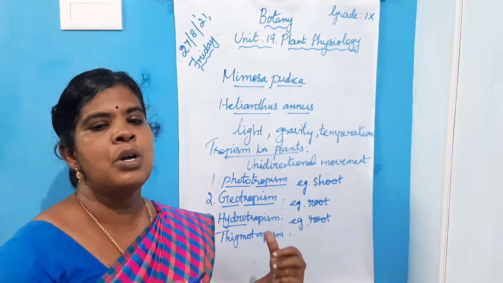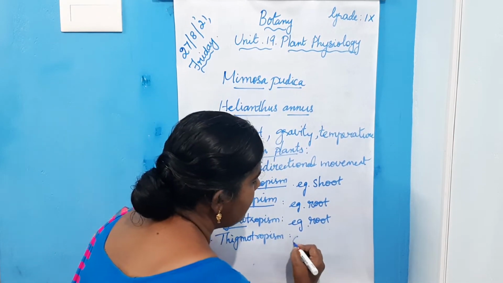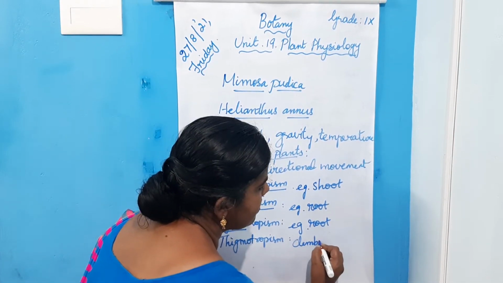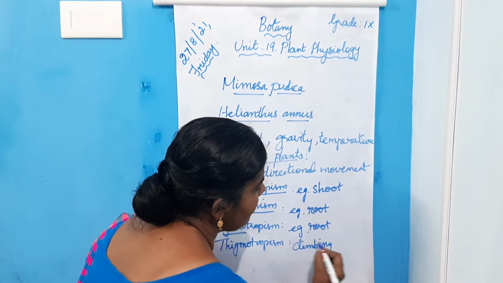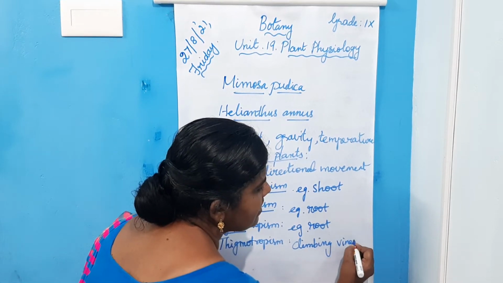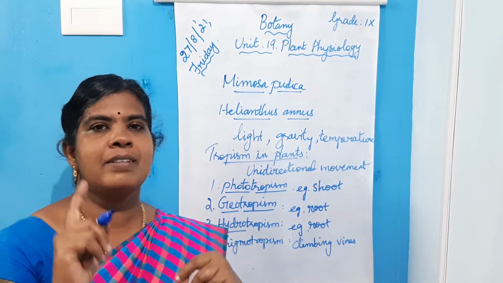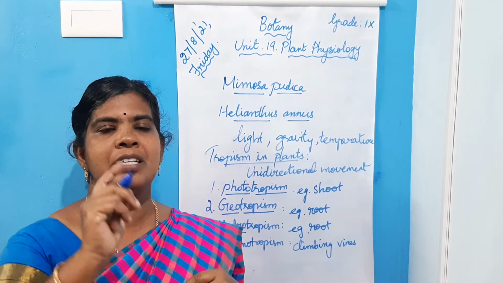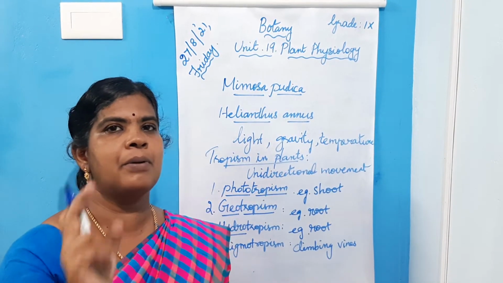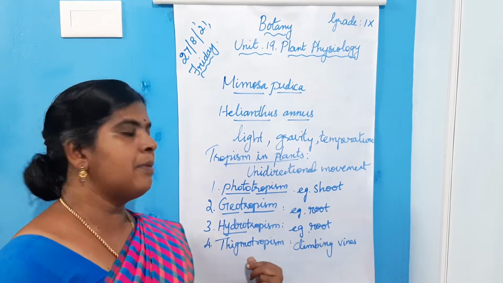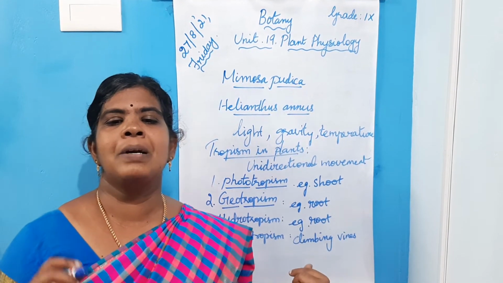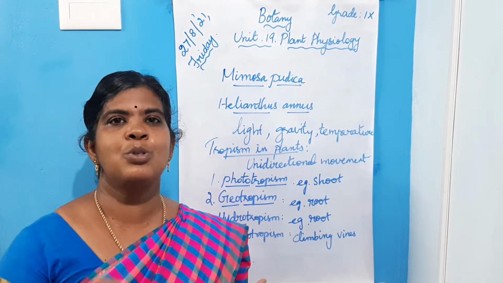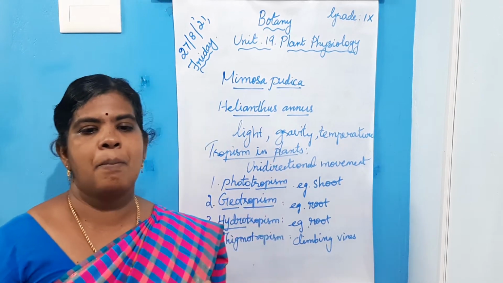Example, climbing vines. These are weak stemmed plants. If we give a support, it will touch the support and climb around it. That is stigmotropism. This movement due to touch is stigmotropism.